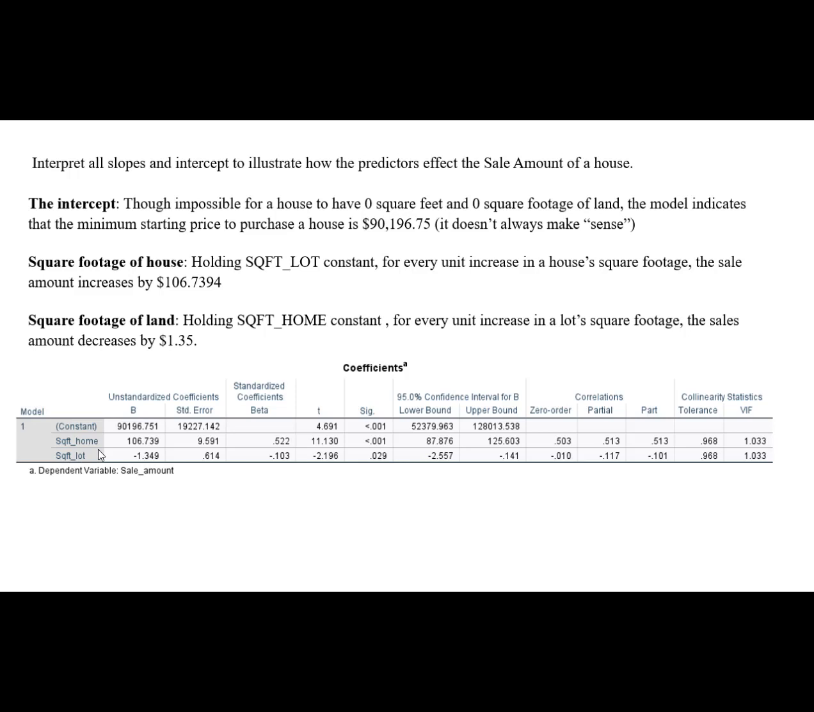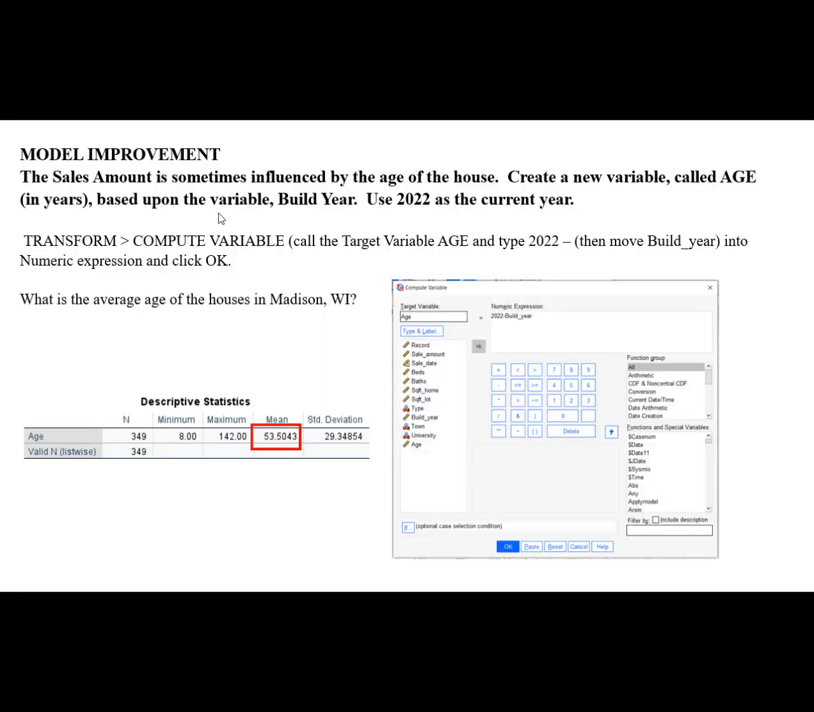Now, this is important. When you're interpreting one of the predictors, you're holding the other one constant. So holding square foot of lot constant, so we're only looking at square footage of home, for every unit increase in a house's square footage, the sales amount increases by 106,000 or 107,000. And then holding square foot of the home constant, for every unit increase in a lot's square footage, the sales amount decreases by $1.35.